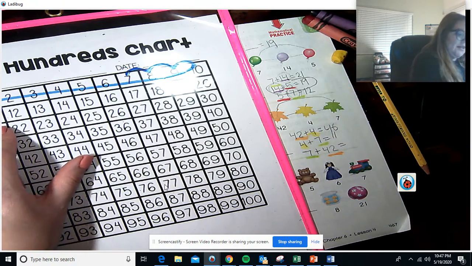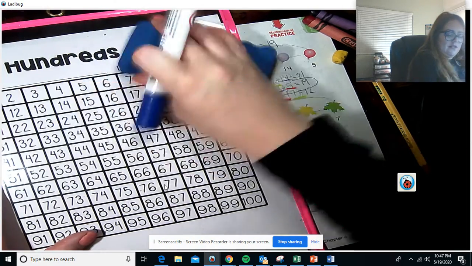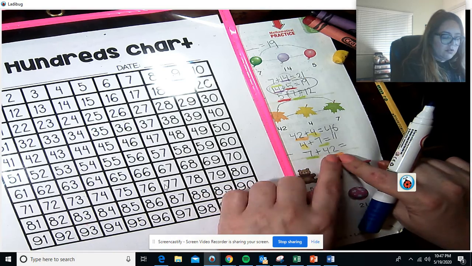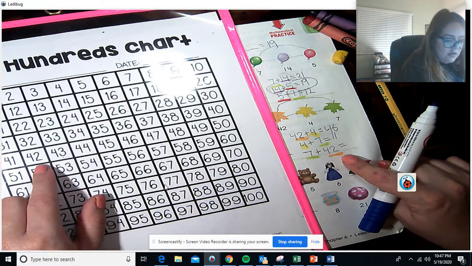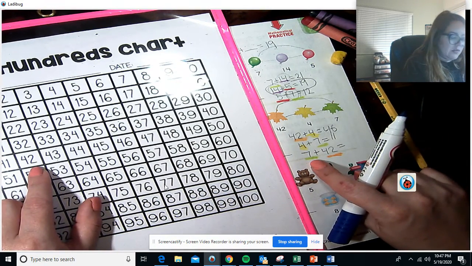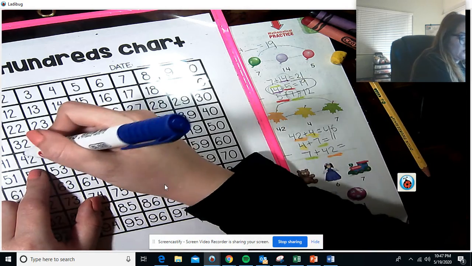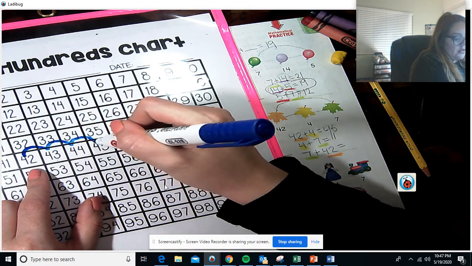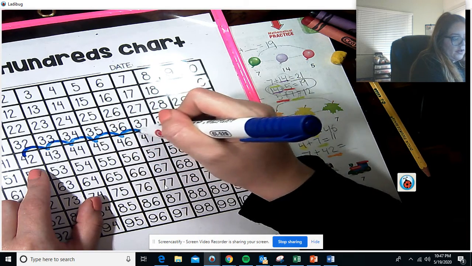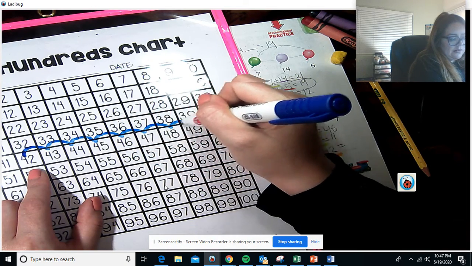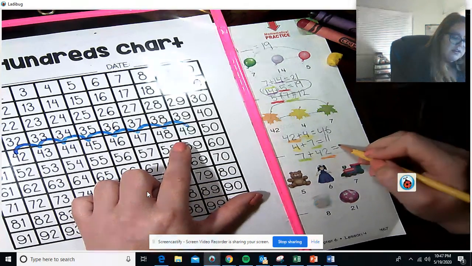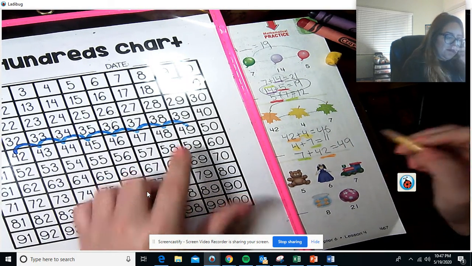And then my last one is 7 plus 42. So always start with a bigger number. So let's go at 42, and then we're going to make 7 jumps. 42, so 1, 2, 3, 4, 5, 6, 7. So my answer is 49.